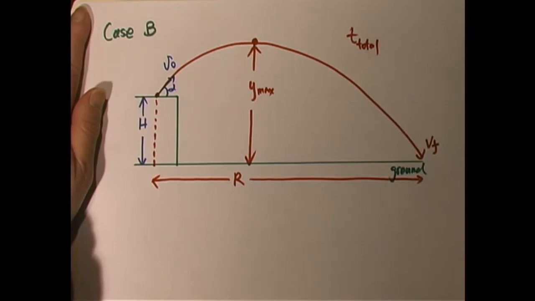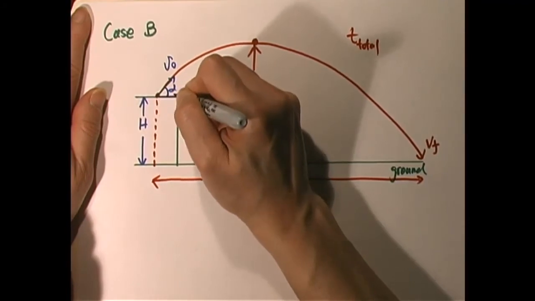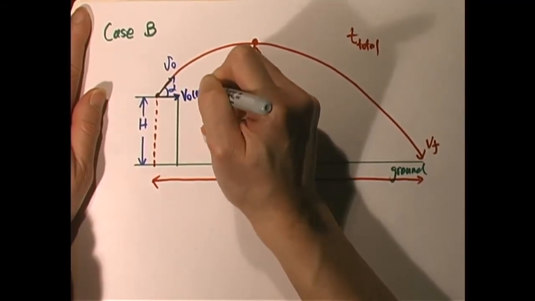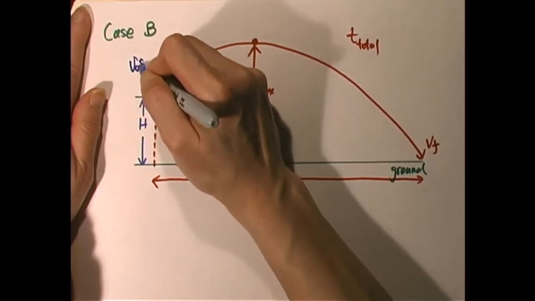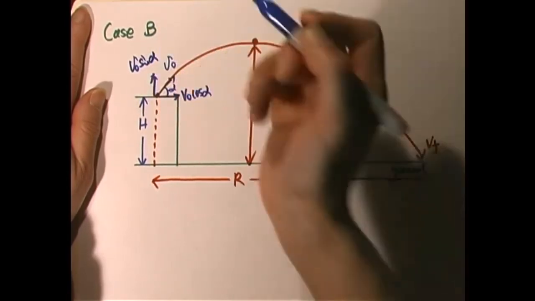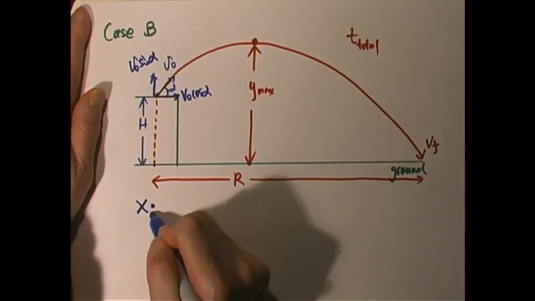Right? So how do we solve this problem? Again, it's very similar. Initially, we have V0 cosine alpha for X, and for Y we have V0 sine alpha. That is the XY component. We need to think about X and Y separately again.